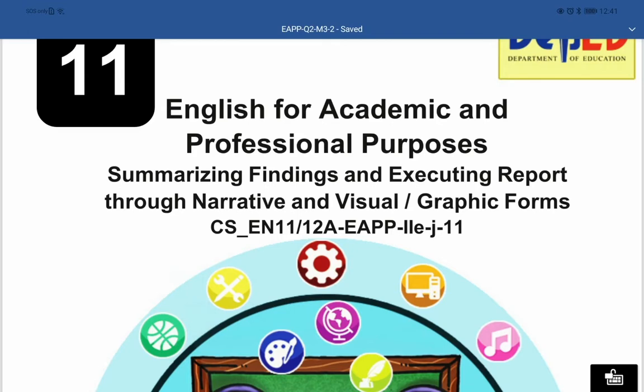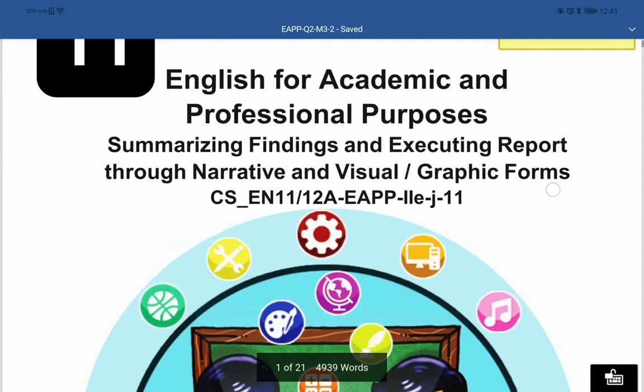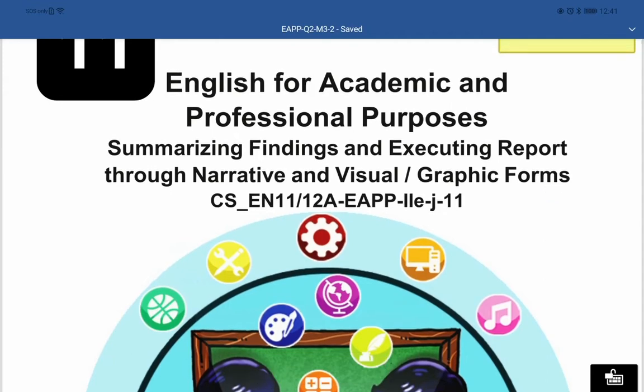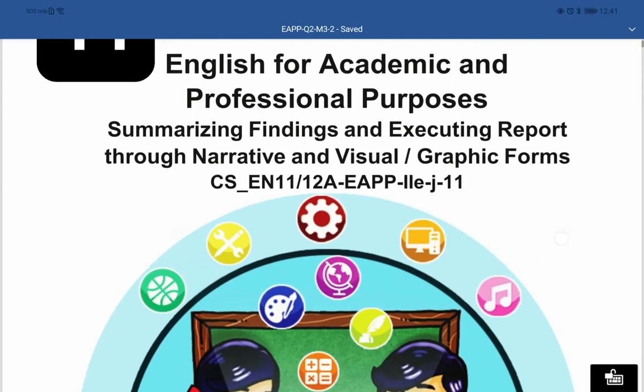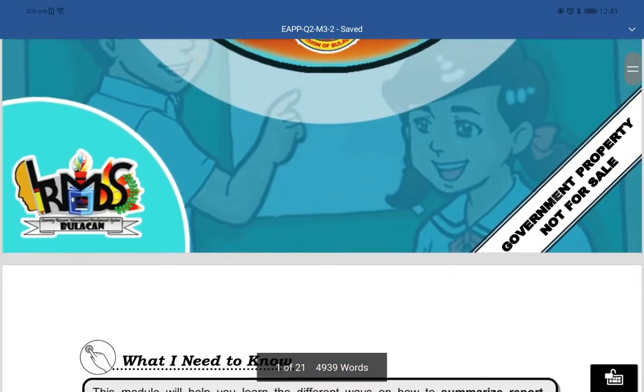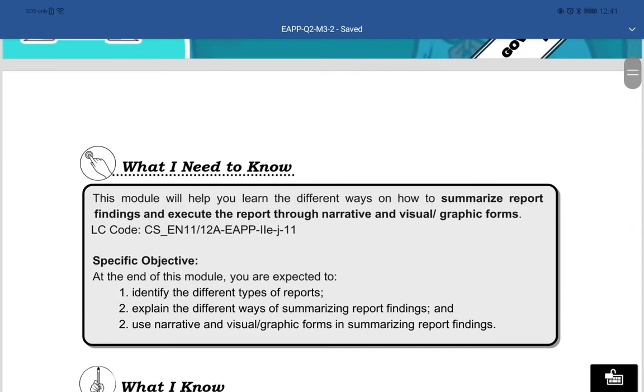We talked about different types of reports, formats of reports, and what kinds of reports you usually will encounter in your academic life, even in your professional life. So this time we'll be digging further into reports by discussing how do we summarize the findings or the results of our investigations or surveys when we are making reports. So let's go further. So this is the objective of our module, what I need to know.